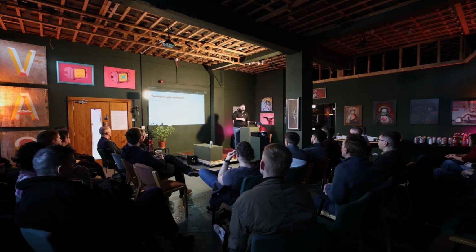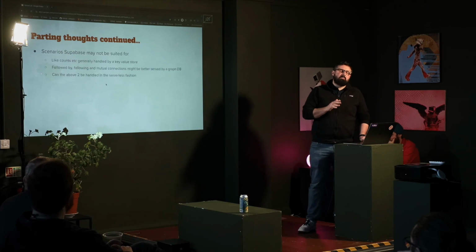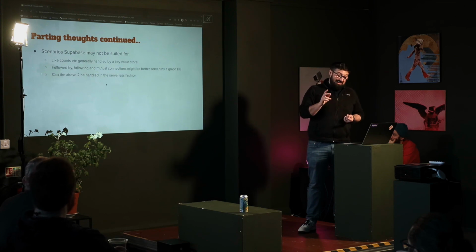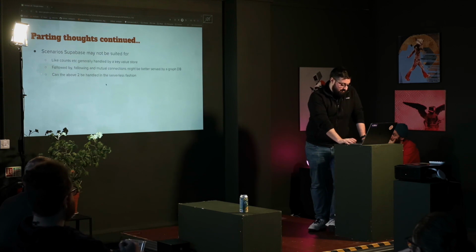Things like me following people, people following me, and mutual connections are better handled by something like a GraphDB. I've never even looked at a GraphDB, but I understand in theory it's better. So I think my open question is, can the above two scenarios be handled in a serverless fashion? Fairly certain a key value store can be. A GraphDB, I'm not certain. So that's an open question.